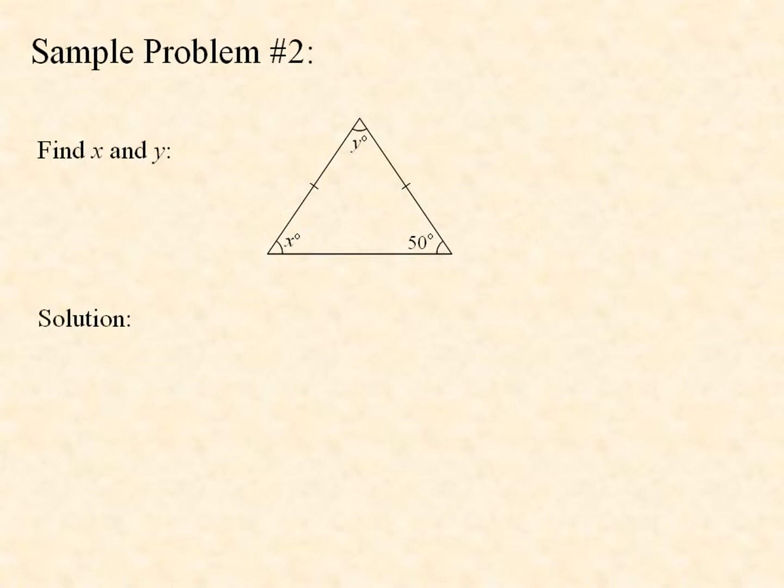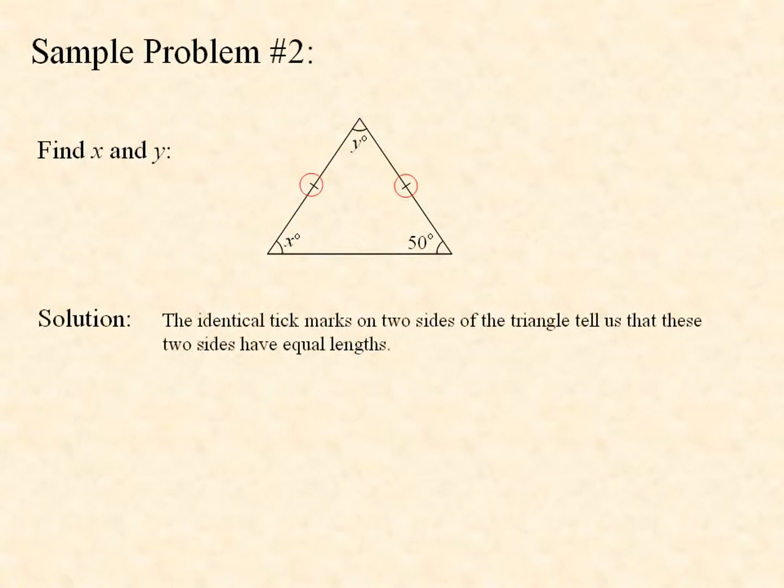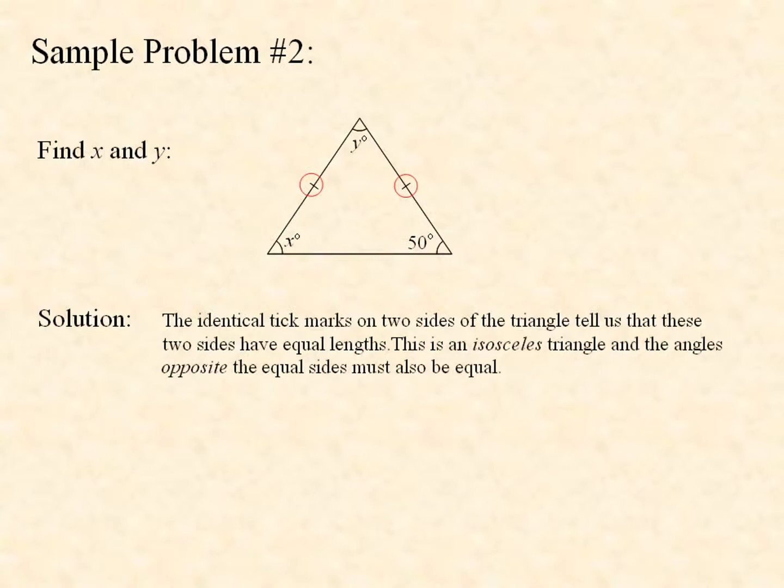Sample problem number 2. Find x and y. This time we're given only one angle in the triangle, and we have to find the other two. Observe that two of the sides are marked, and that means that these two sides have equal length. So this is an isosceles triangle, and we can use the idea that the angles opposite the equal length sides have equal measures.